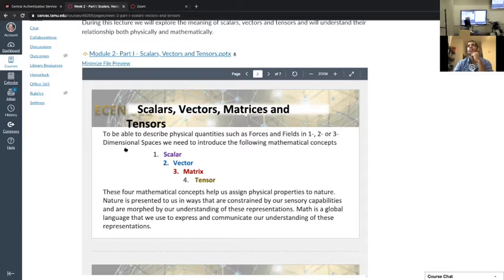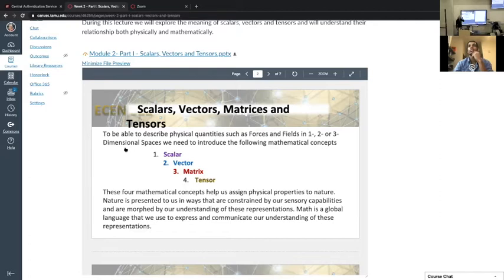Scalars. Why do we have all of these types of different mathematical concepts or mathematical representations for some natural phenomena? Because that's what we are trying to understand. The math, of course, is important, but for us, math is the language. So why are we using scalars, vectors, matrices, and tensors?